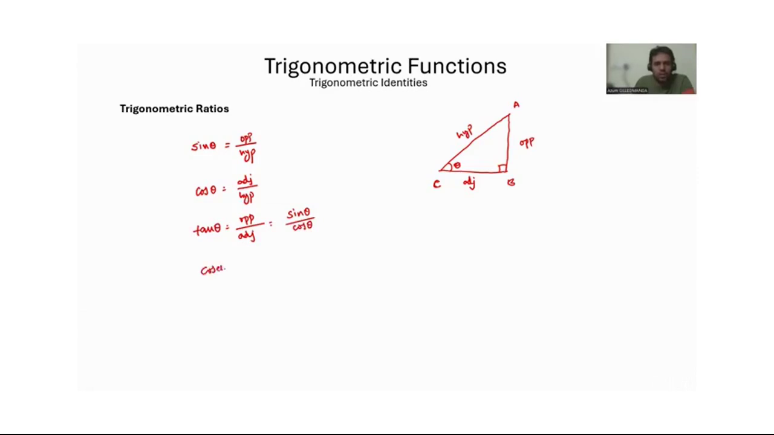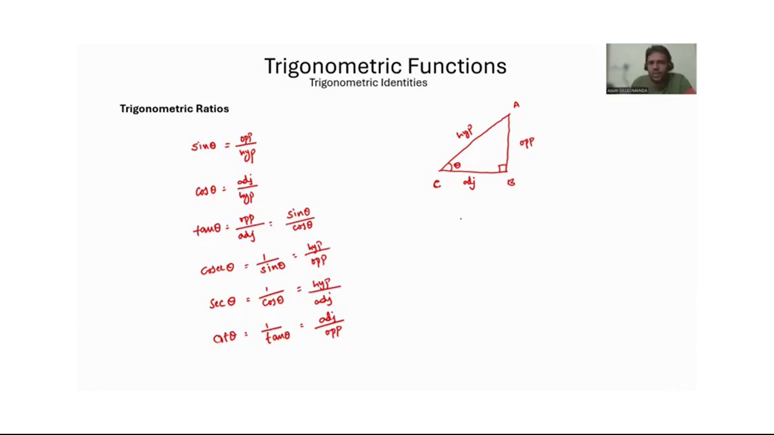Similarly, we have cosecant theta, which is the reciprocal of sine theta. So 1 by sine theta, that is hypotenuse by opposite side. And similarly, we have secant theta. Secant theta is 1 by cos theta, which is the reciprocal of cos theta. So this we can write as hypotenuse by adjacent side. And then we also have cot theta, which is the reciprocal of tan theta. So 1 by tan theta, that we can write as adjacent by opposite.